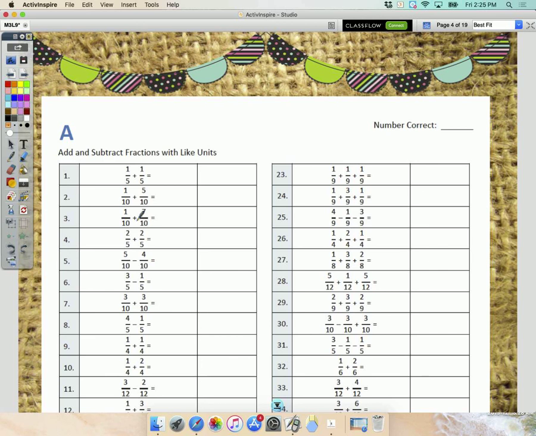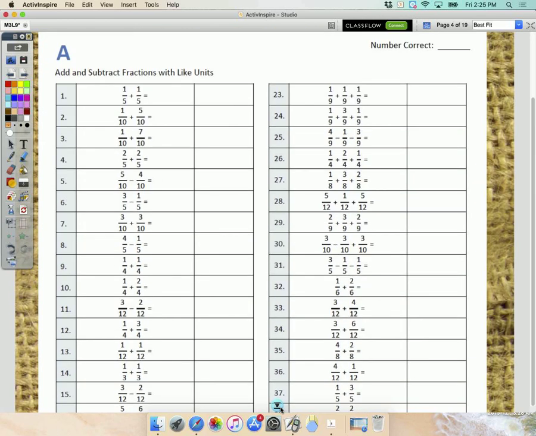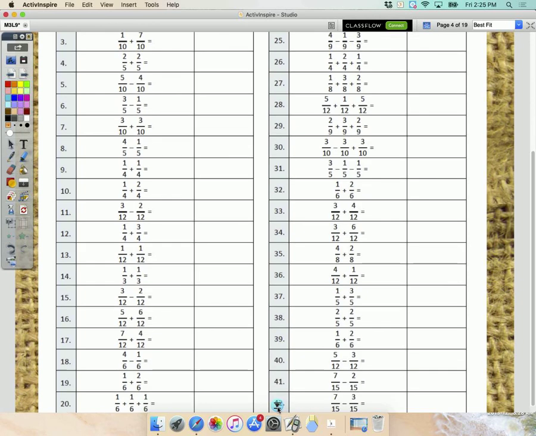I wanted to bring something to your attention though. Some of these will have to be simplified. And I don't know when it starts and I don't know if it skips around, but I noticed that 34 looks like it's going to need to be simplified because I've got 3 plus 6 is 9, so 9/12 is my answer there. And I know 9 and 12 are both divisible by 3.